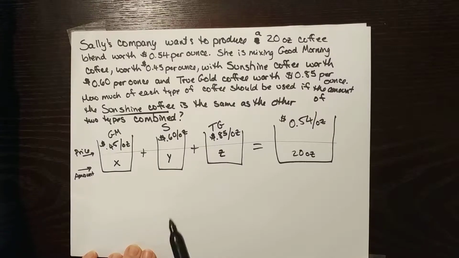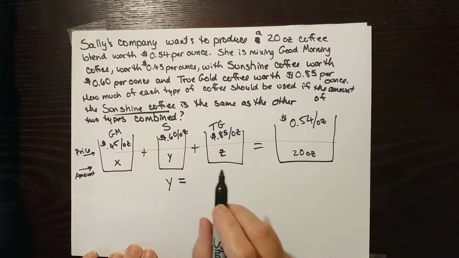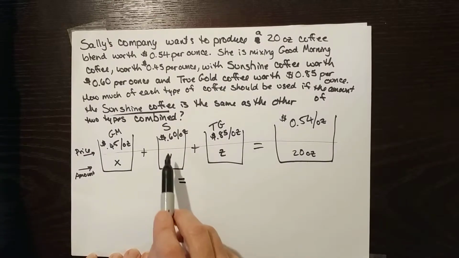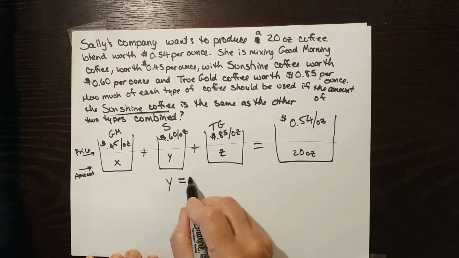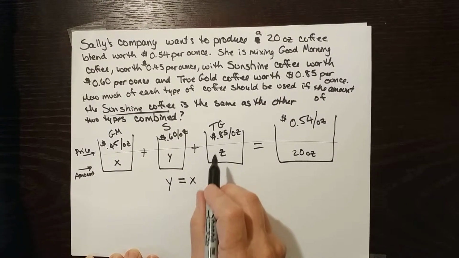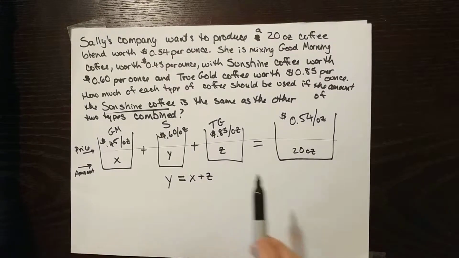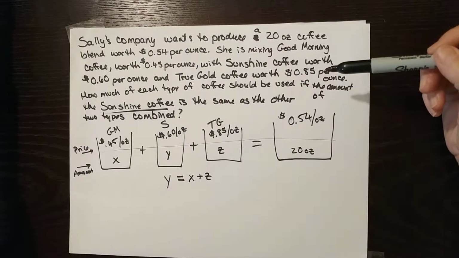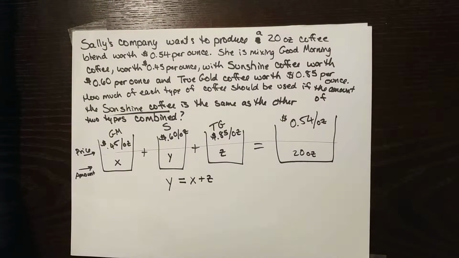which I'm calling Y, the amount of Sunshine coffee is the same as, that's my equal sign, the other 2 types combined. So the amount of Sunshine coffee is equivalent to the amount of Good Morning coffee, which I called X, plus the amount of Z, the True Gold coffee, these 2 combined. So that's one equation. Another equation I can come up with, since I have 3 unknowns and I need 3 equations, is just by adding the amounts in the beakers.